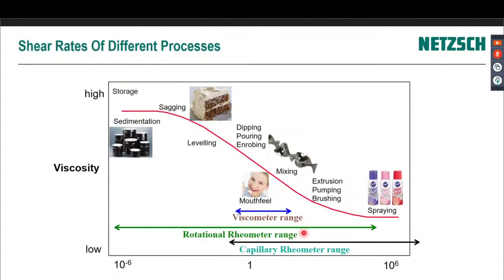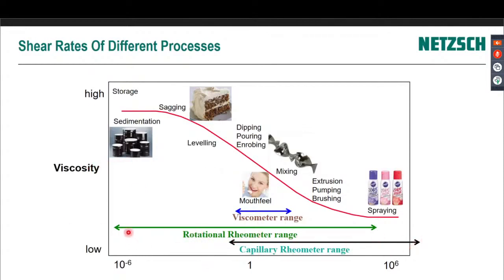Now, if you look at most samples, they have either a Newtonian viscosity, where it's independent of shear rate, or they're shear thinning. And if your sample is Newtonian, actually you don't really need a high cost rheometer. You could just use a viscometer, right? Because the viscosity at moderate shears is the same as the viscosity at high shears and low shears, whereas a rotational rheometer can measure over a wide shear rate range.